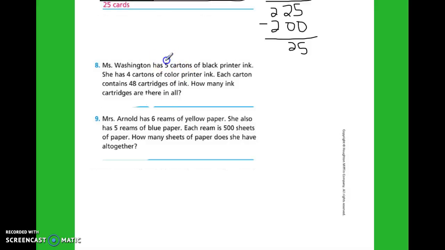All right, so first I'm going to circle my keywords. There's 5 cartons of black printer ink. There's 4 cartons of color printer ink, and each carton has 48 cartridges of ink. My question says, how many ink cartridges are there in all? Okay, and now let's go ahead and box some key information. Okay, I see a couple things here. Let's go back.